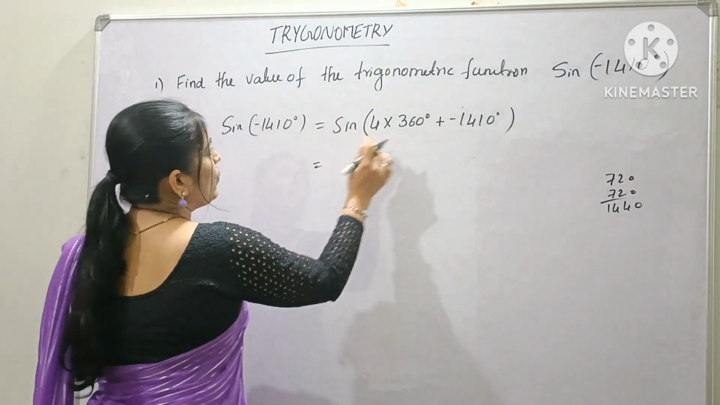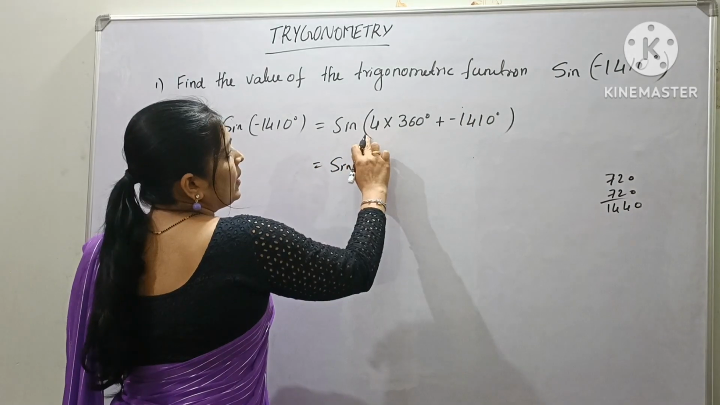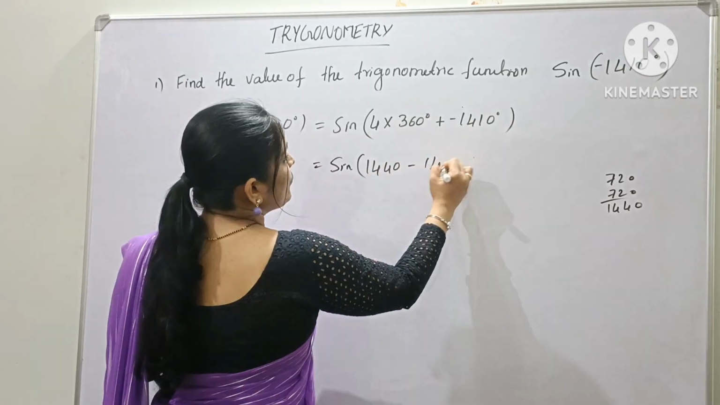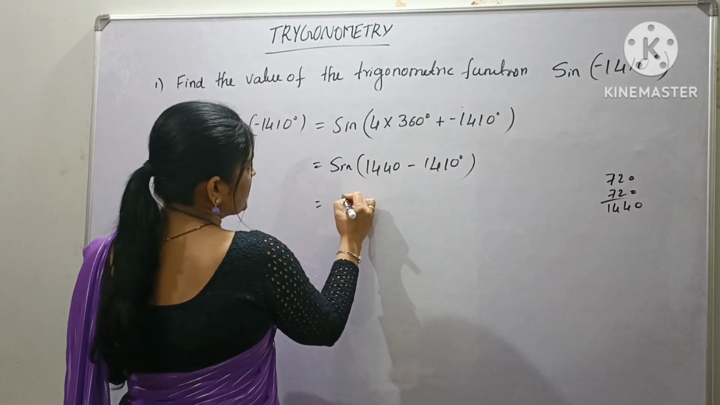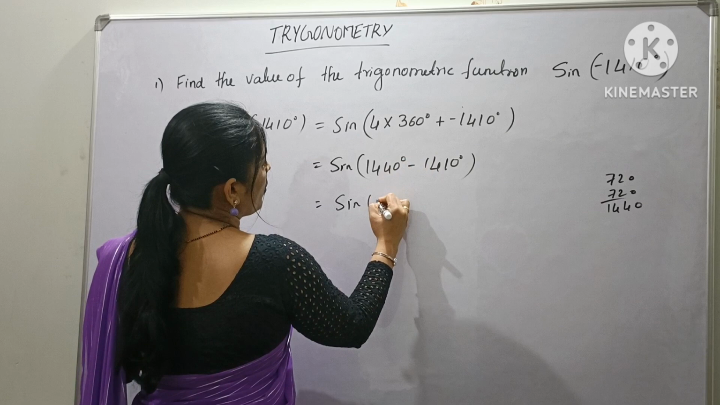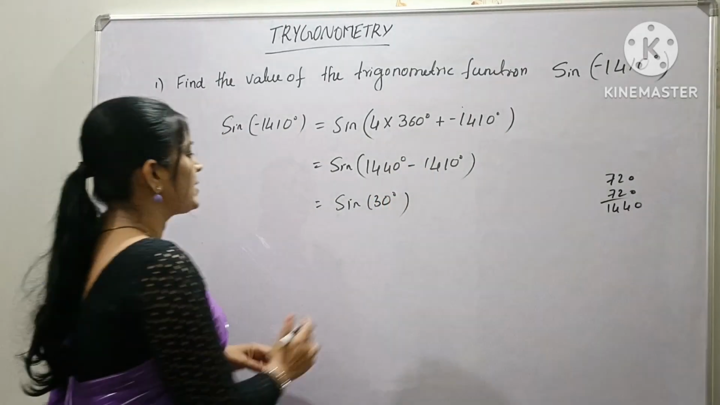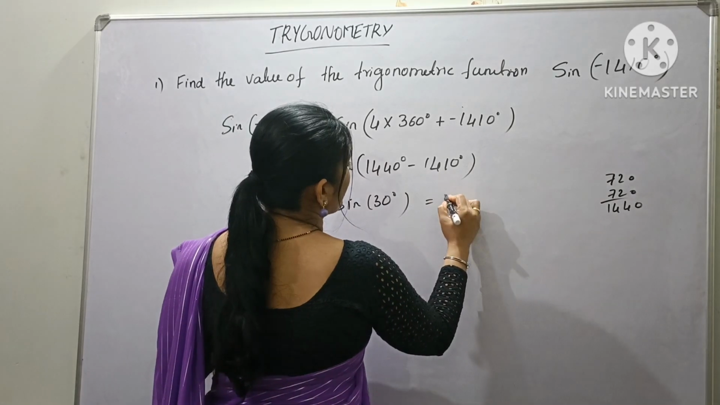Now what is this one? This value is 1440 minus 1410 degree, that is equal to sine of 30 degree. Isn't it? What is sine 30? Sine 30 is nothing but 1 by 2.